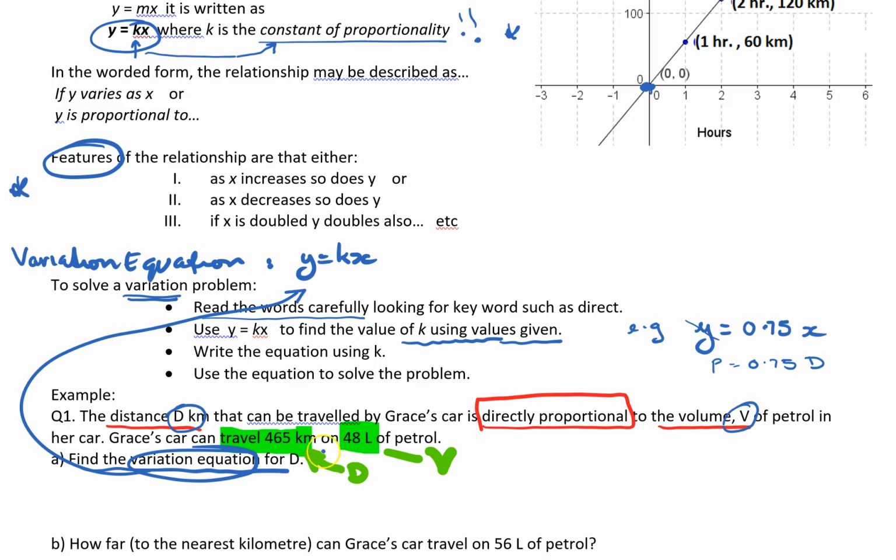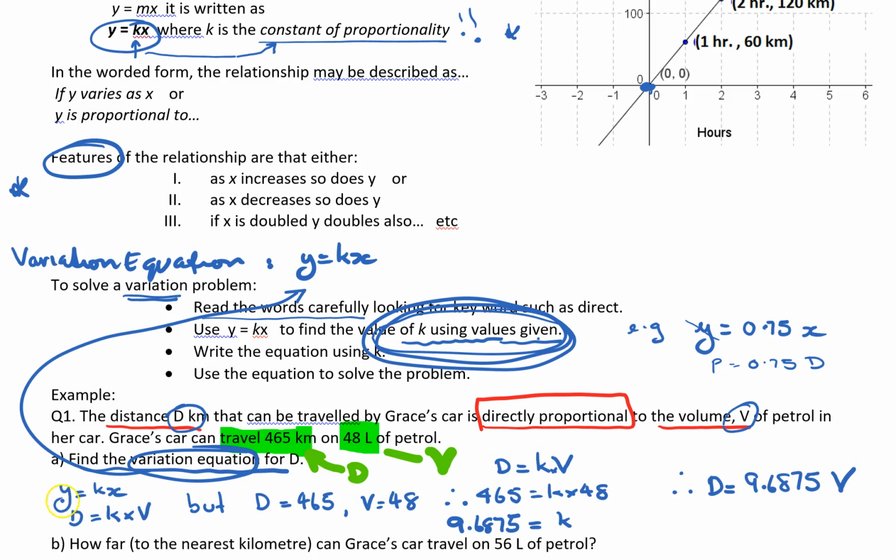Now, this is always given. There are always some pieces of information given. So Grace's car can travel 465 kilometres. That's clearly the distance, 465 kilometres, on 48 litres. So you'll see those numbers used so that we can find the value of k. We'll be doing this bit: finding the value of k using the values given. Okay, I'm going to pause the video again.